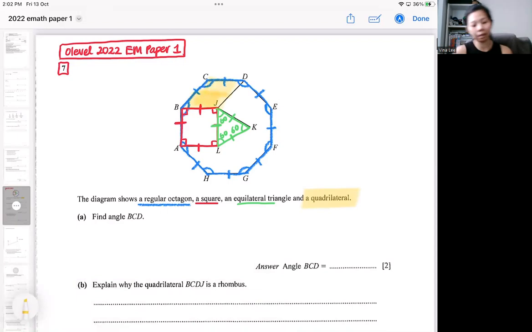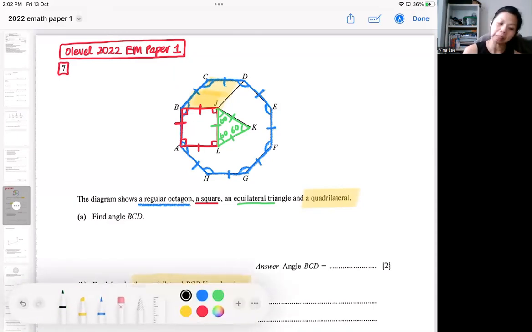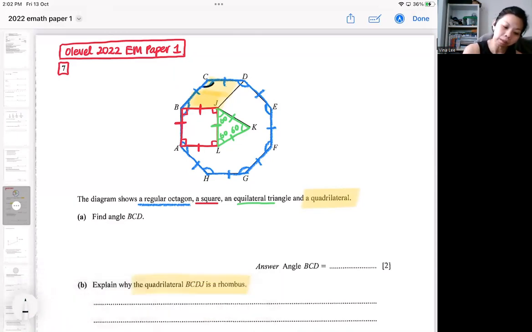It's a 4-sided figure. So later on, we are supposed to explain why the quadrilateral is a rhombus. Okay, so let's get on with the calculation first. If you have digested the information, then BCD will be quite easy because BCD is just the interior angle of the octagon. So if you have processed the shapes that have been given to you, then BCD is just the interior angle of an octagon, which is quite easy.